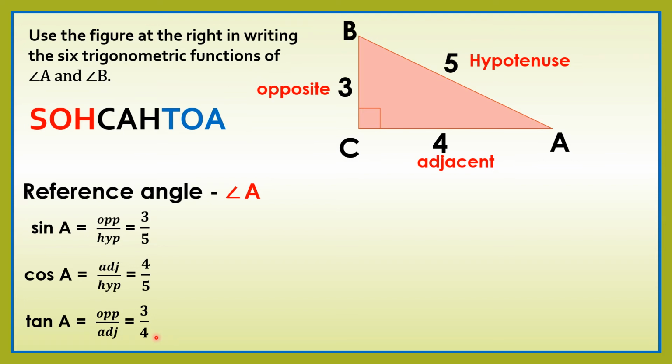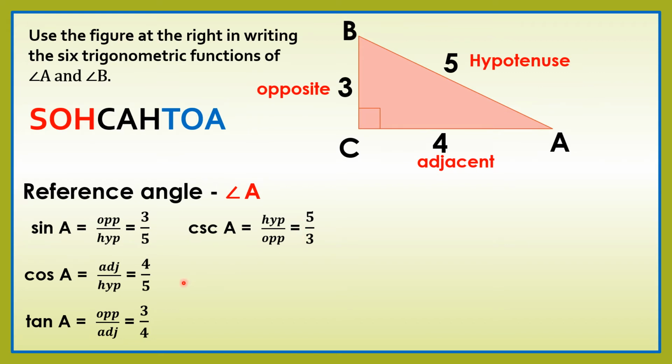So, punta tayo sa reciprocal nitong tatlo. So, ang reciprocal ng sine A is cosecant A. That is hypotenuse over opposite. Kasi ang ating sine A dito ay opposite over hypotenuse. Therefore, ang ating cosecant A ay hypotenuse over opposite. And that is equal to 5 over 3.